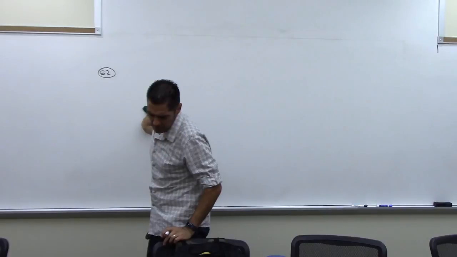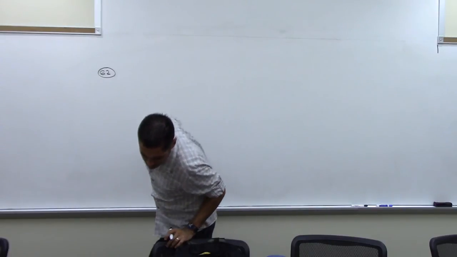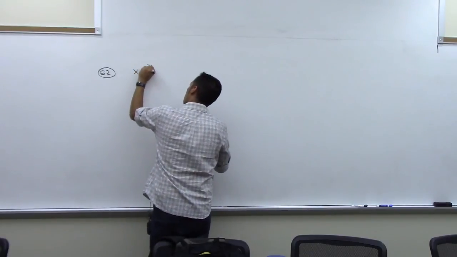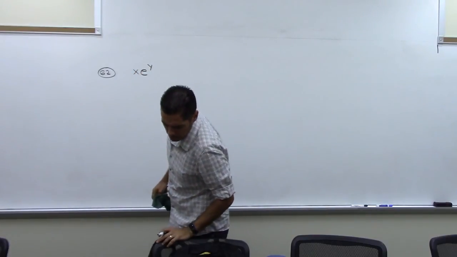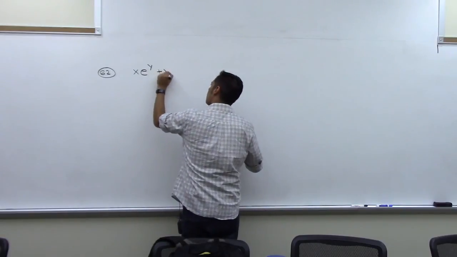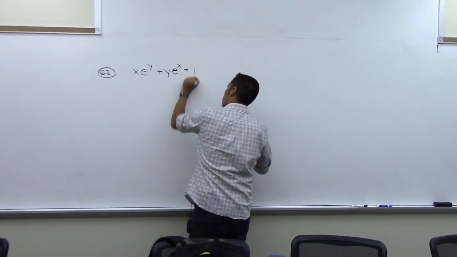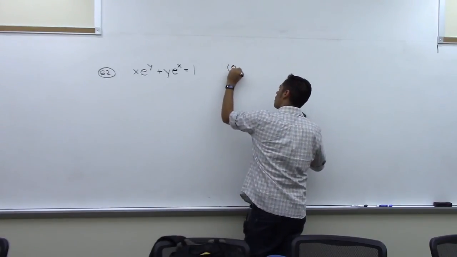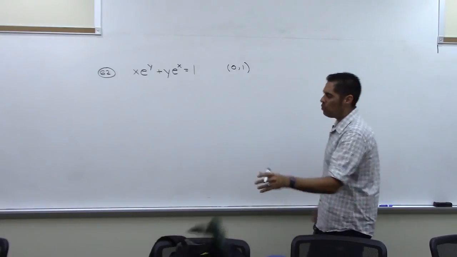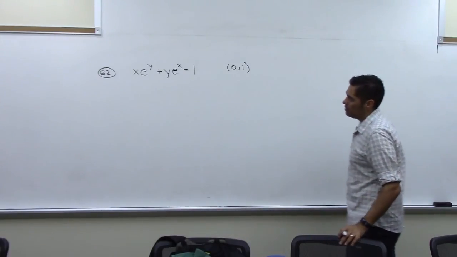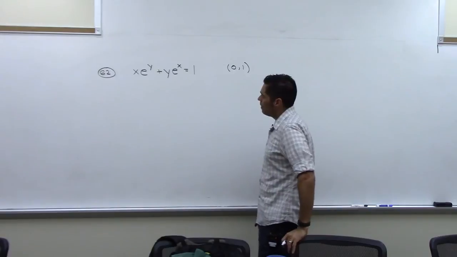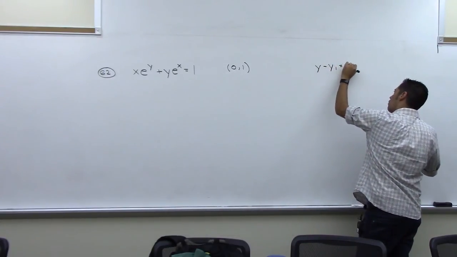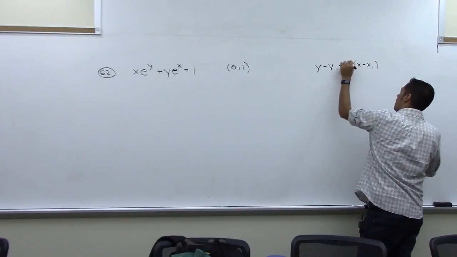Find the equation of the line tangent to the curve x e to the y plus y e to the x equals 1 at the point 0, 1. All right, this is an implicit equation in the fact that we cannot solve for y or x easily. So we want to come up with this formula here, but we need to find m.